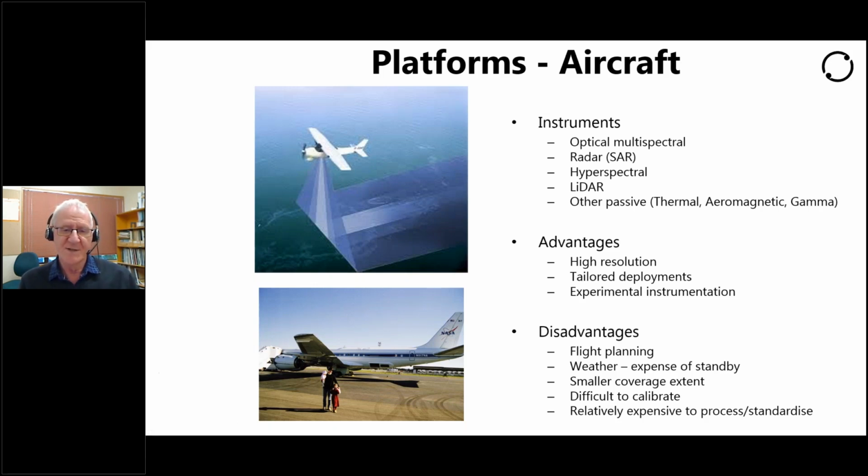The disadvantages, though, are mainly that it's quite difficult to calibrate. You've got usually a lot of small images to piece together. They're looking out at wider angles on the Earth's surface, and they're just, in general, not such well-calibrated instrumentation as you would get from on board a spacecraft.